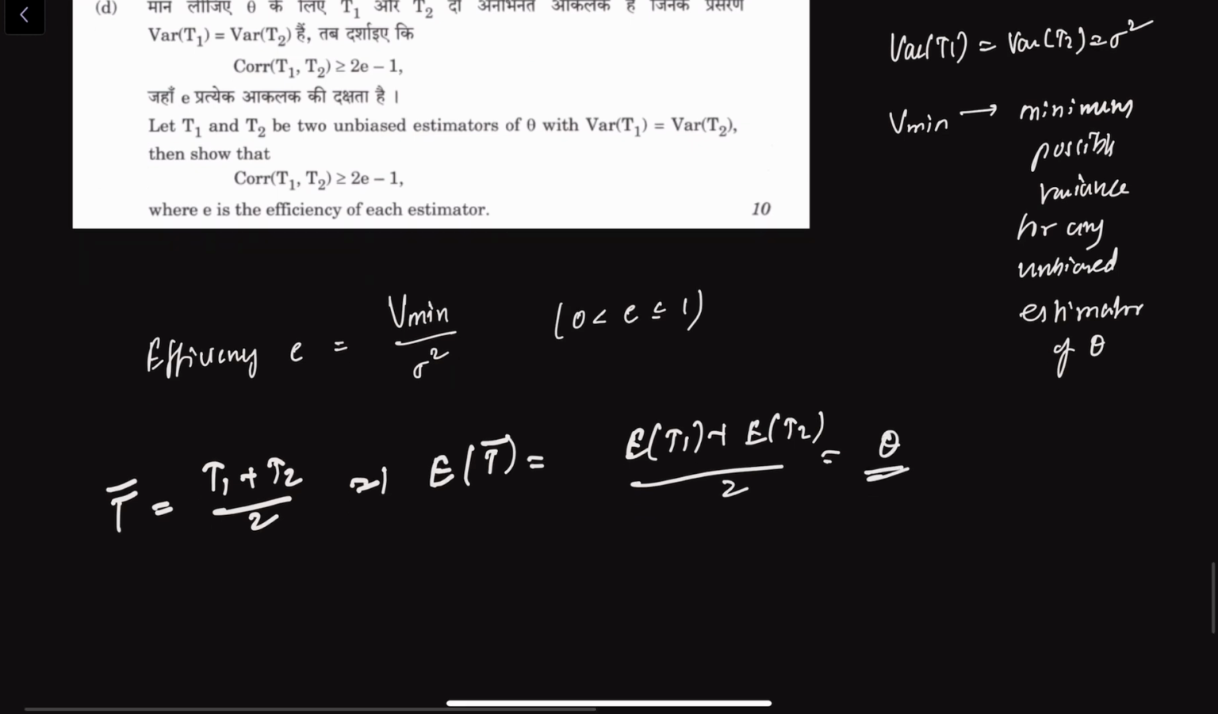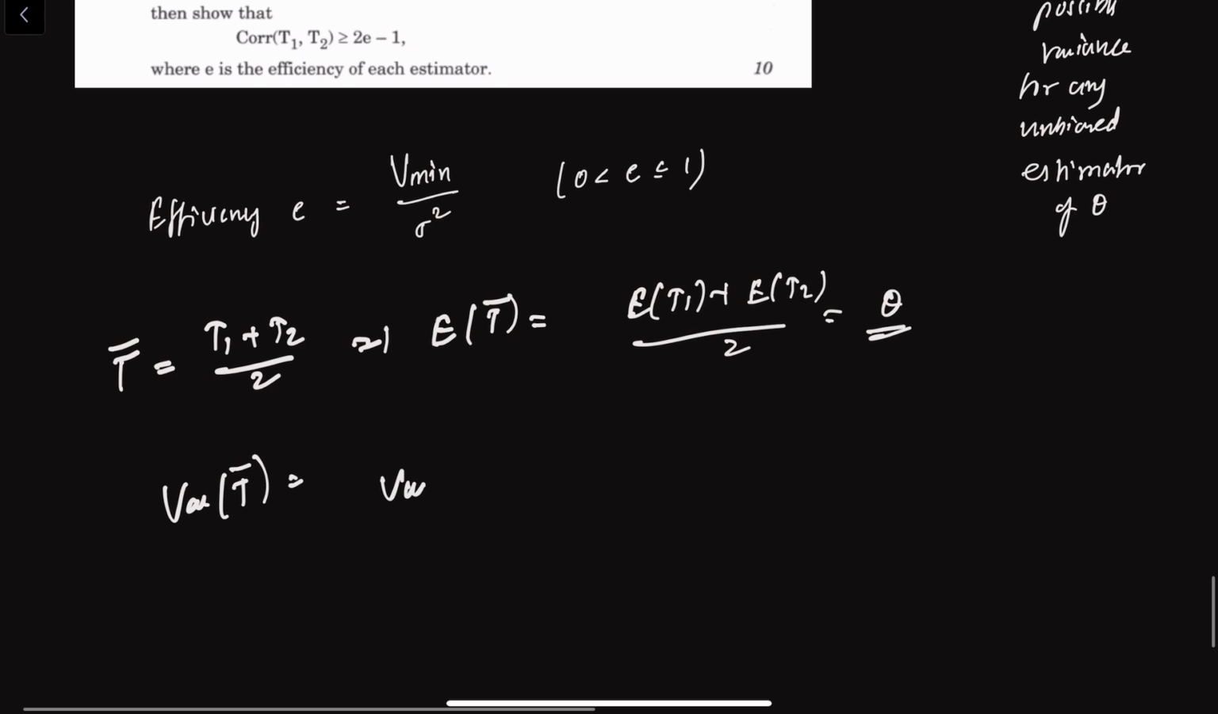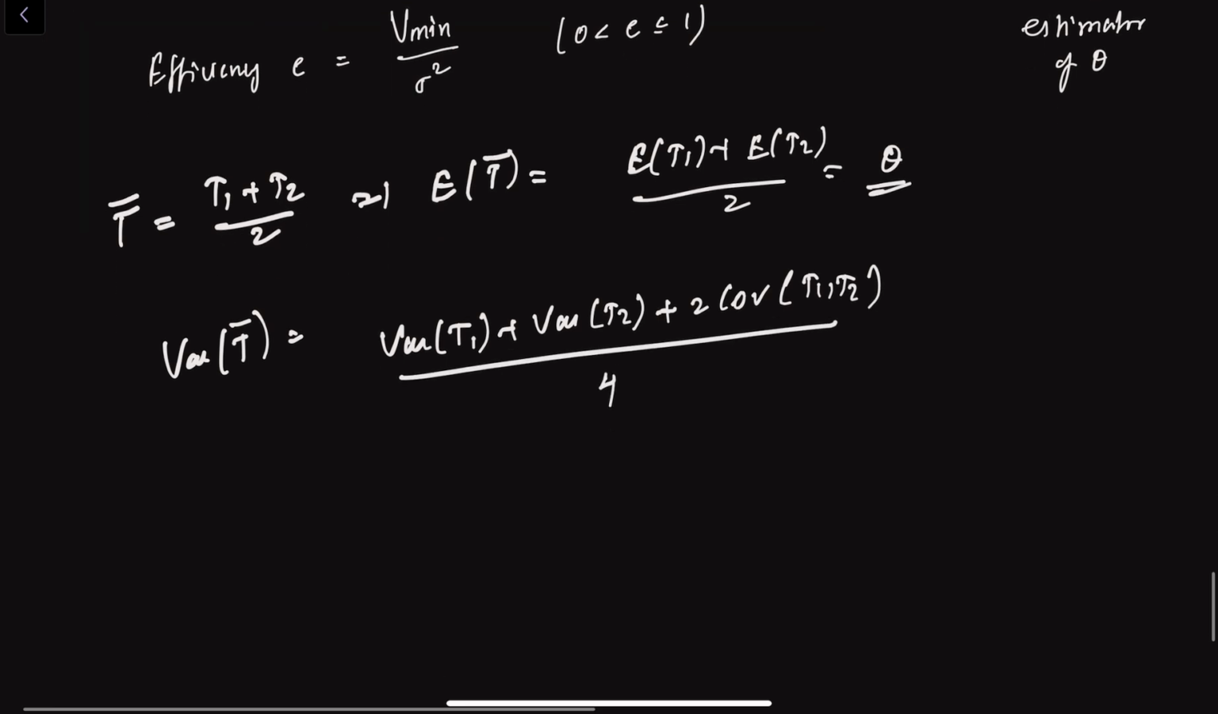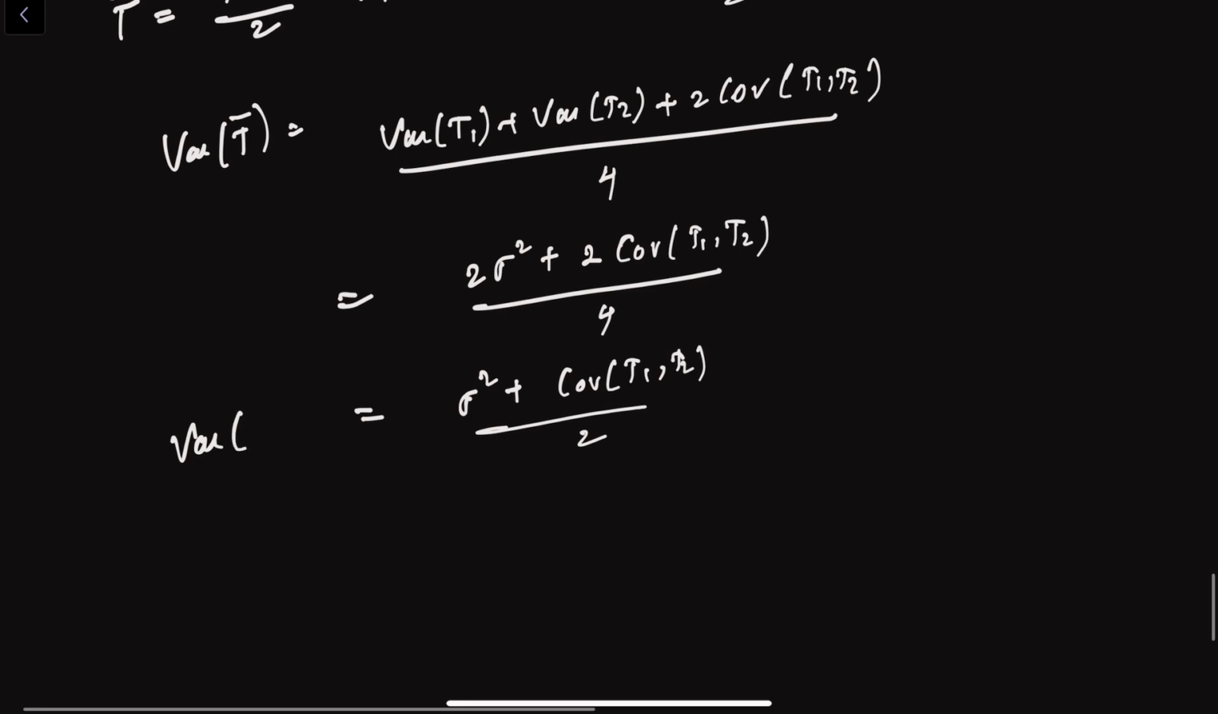So T bar is an unbiased estimator of theta. Now if I find the variance of T bar, that is nothing but variance of T1 plus variance of T2 plus 2 times covariance of T1, T2, whole divided by 4. So that is 2 sigma square plus 2 times covariance of T1, T2, by 4, and that is nothing but sigma square plus covariance of T1, T2 by 2. So that is the variance of our unbiased estimator T1 plus T2 by 2.